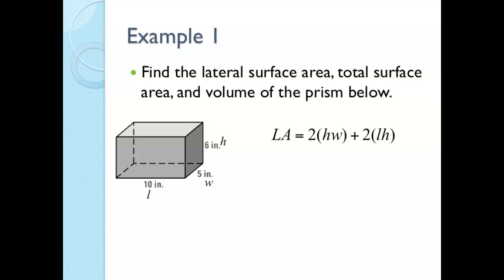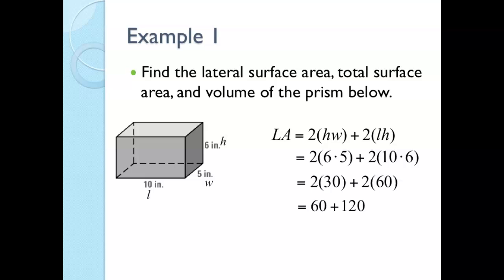So we have 2 times 6 times 5 plus 2 times 10 times 6. So that gives us 2 times 30 and 2 times 60, which is going to be 60 and 120. Add those together and we get 180, and this is in square inches because this is an area that we're finding, right? This is the area of all the surfaces other than the top and bottom of the prism.